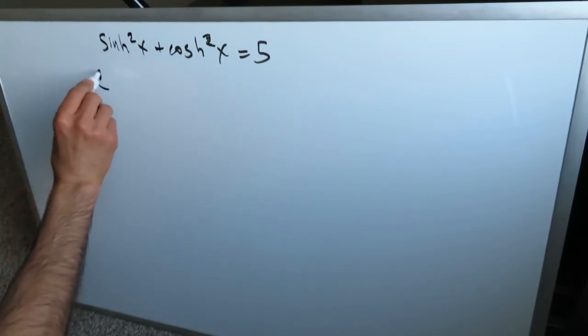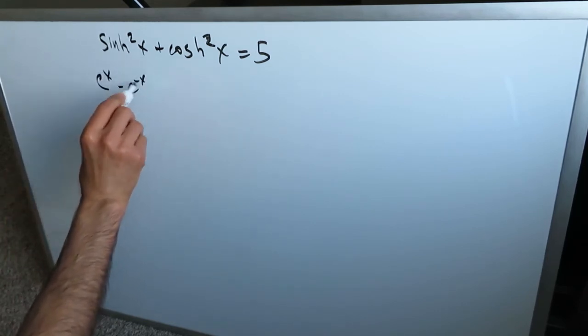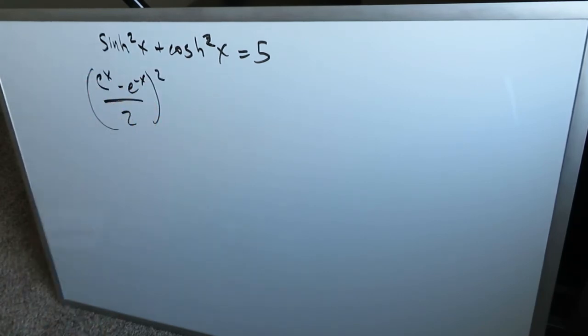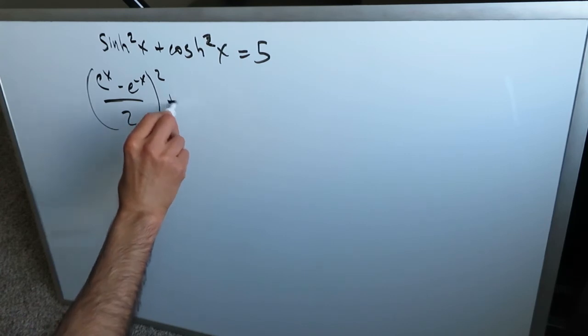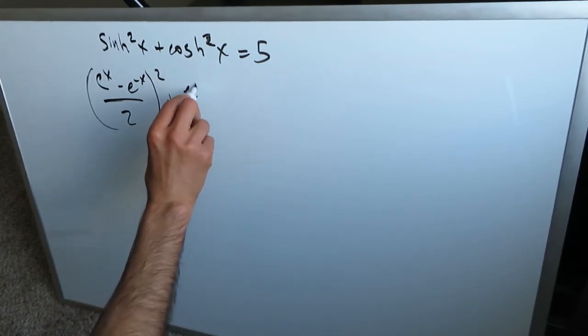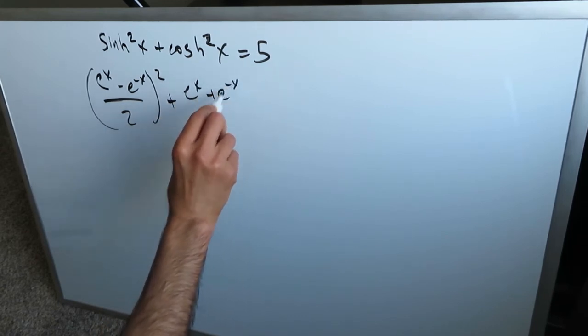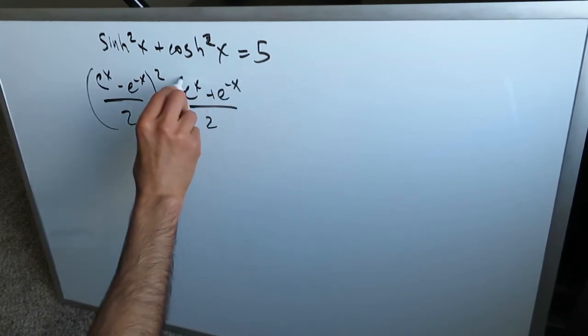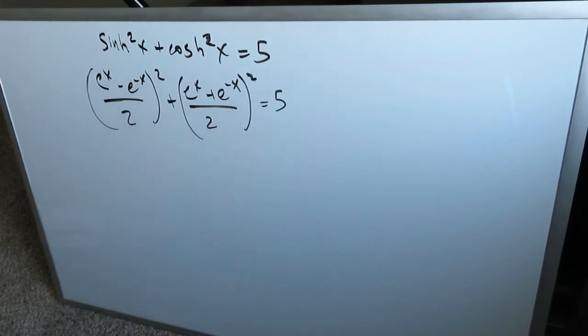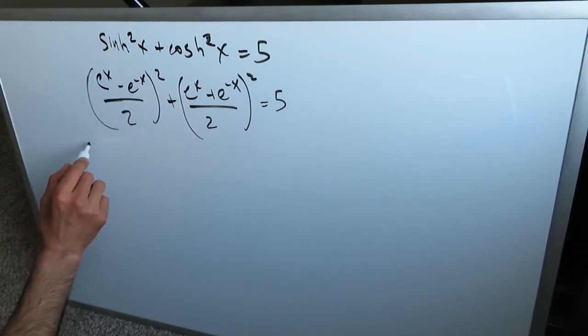And let's do that. e to the x minus e to the minus x over 2, squared. That represents the sinh squared component. Here's your plus sign. Let's do the same with the hyperbolic cosine function: e to the x plus e to the minus x over 2, squared, is equal to 5. When you open all of this, you'll find very conveniently things will cancel out. It won't be hard. Let's open this top part.